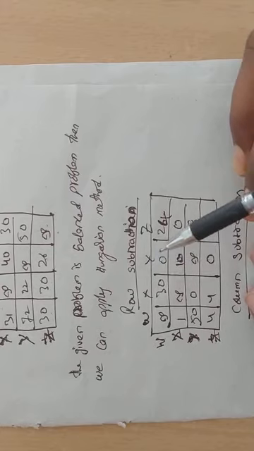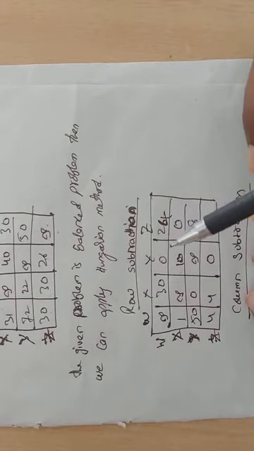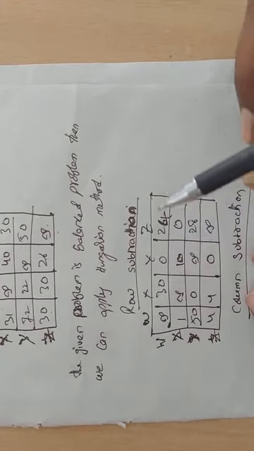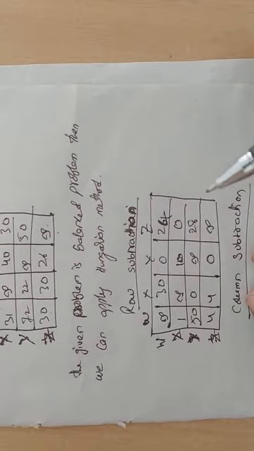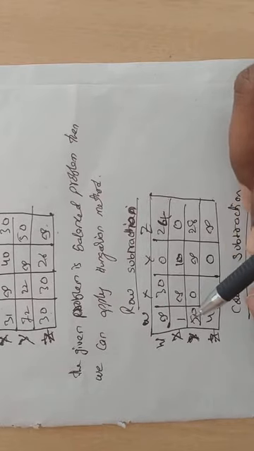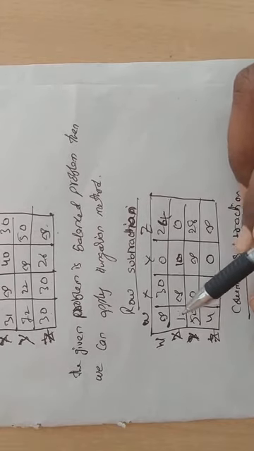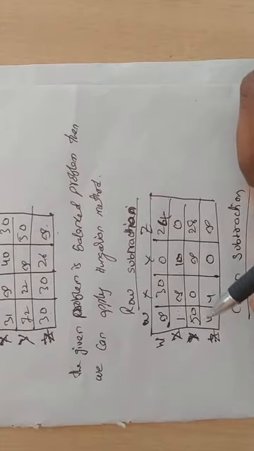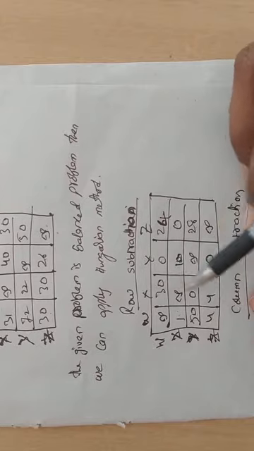After getting the row subtraction, we move to the column subtraction. First we have to identify the smallest cost element in each column and deduct this element from the others. So the smallest cost element is 1. 50 minus 1, 49. 1 minus 1, 0. 50 minus 1, 49. 4 minus 1, 3. In this column 0 is there.